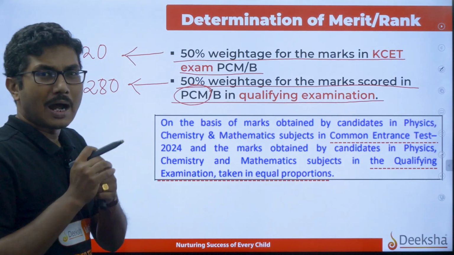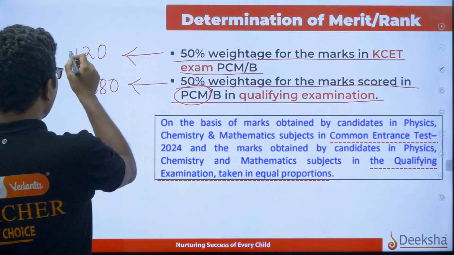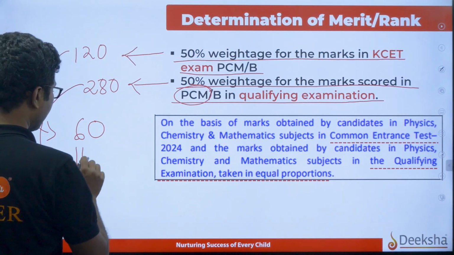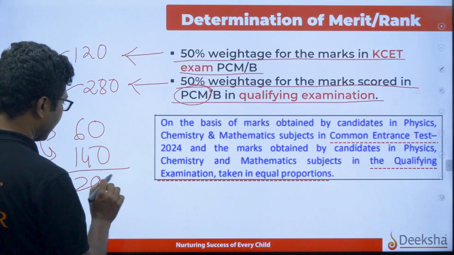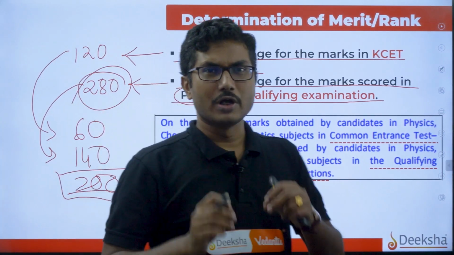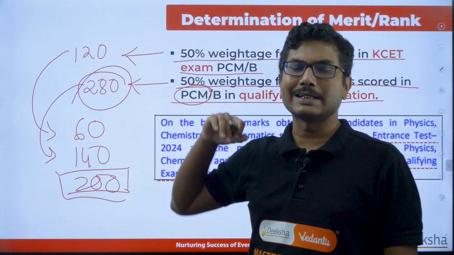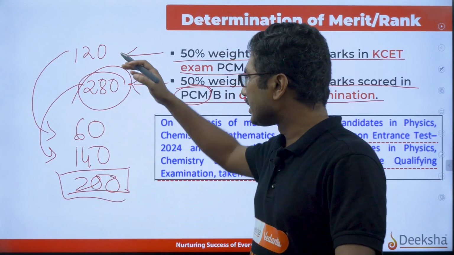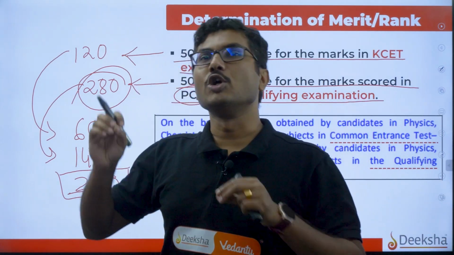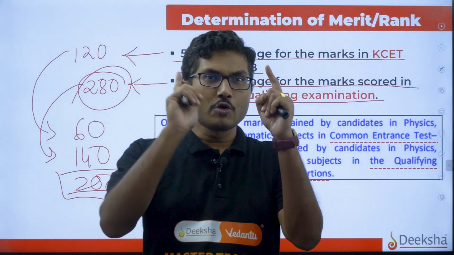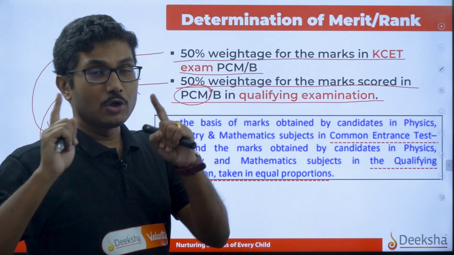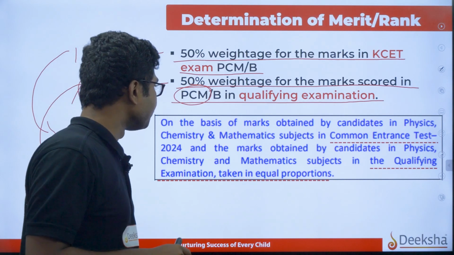Now, how will your marks be determined? 50% from this and 50% from this: 60 from the CET and 140 from the board exam. So, the total is 200. If your board exam is very good, even though your CET exam is not as expected, you can still score good marks and get a good rank. So, do not lose focus on your PU board. The PU board result is very important.